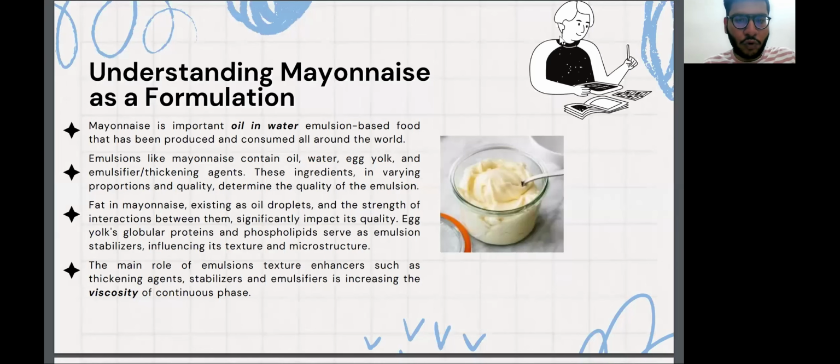Mayonnaise is a daily use food product that is essentially an oil in water emulsion. The major ingredients of mayonnaise are egg, water, and vegetable oil. Fat is the main ingredient of mayonnaise and is stored in the form of oil droplets.